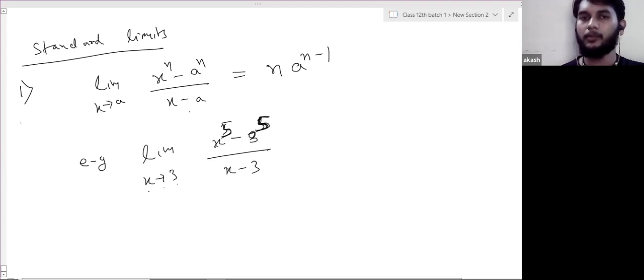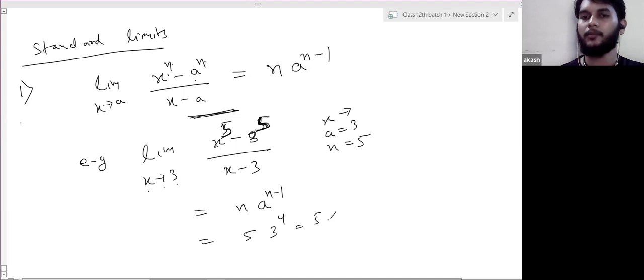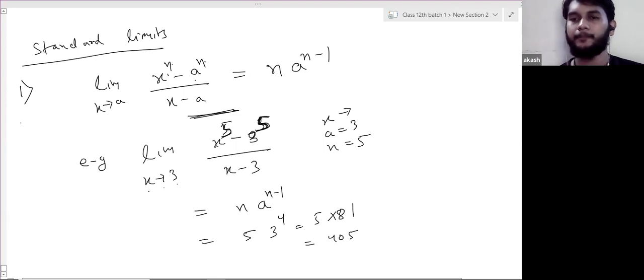So what we can do is use the formula directly. x raised to the power n, a raised to the power n. So here x is x, a is 3, n is 5. So the formula gives n a raised to the power n minus 1. So 5, 3 raised to the power 5 minus 1 is 4. So 5 into 81. So this is 405.